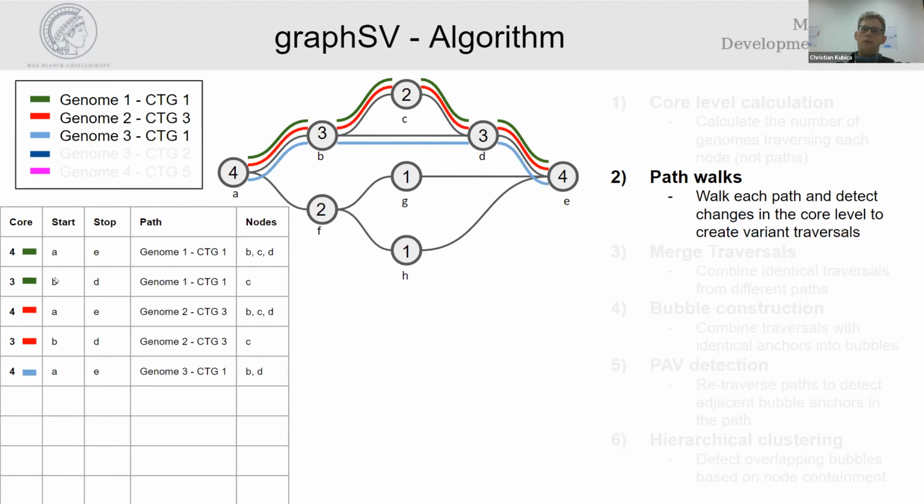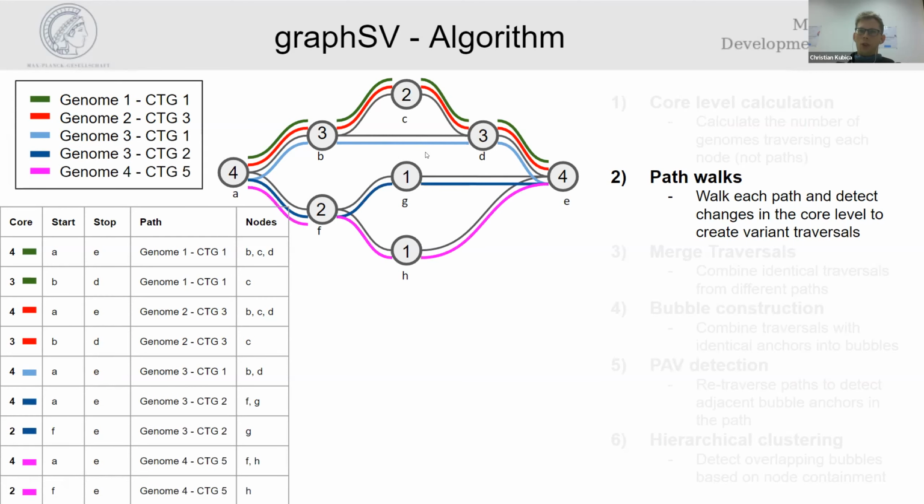If we go through the next path, the first path of genome 3, we can see that we open this large traversal from A to E as well, but we don't create a bubble or a variant here because there's no change in core level. It's going from core level 3 to core level 3. So at the moment, we are blind to this presence-absence variation event. We go through the other 2 paths and detect the changes in core level there.